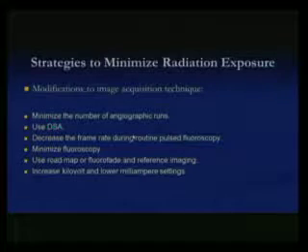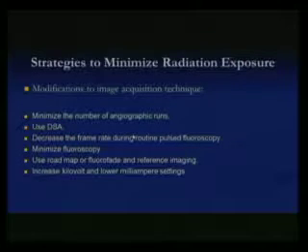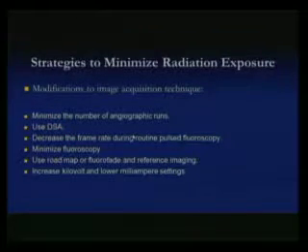Use roadmap, use your reference imaging. If the patient already has a CTA, you don't have to do an aortogram on the patient. If the patient has a good CTA, you look at the images first, then go up and over the bifurcation if you're doing a peripheral intervention. And you increase the kilovolt and lower the milliampere settings to decrease the radiation exposure.